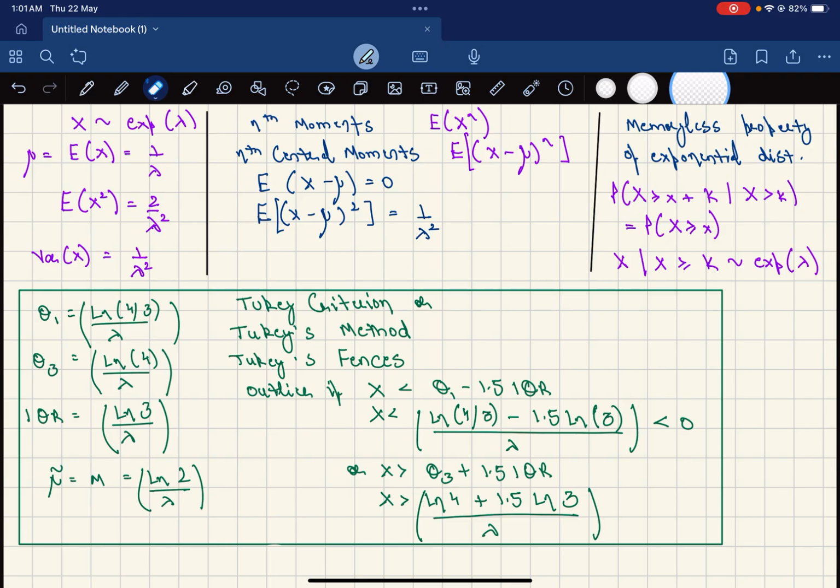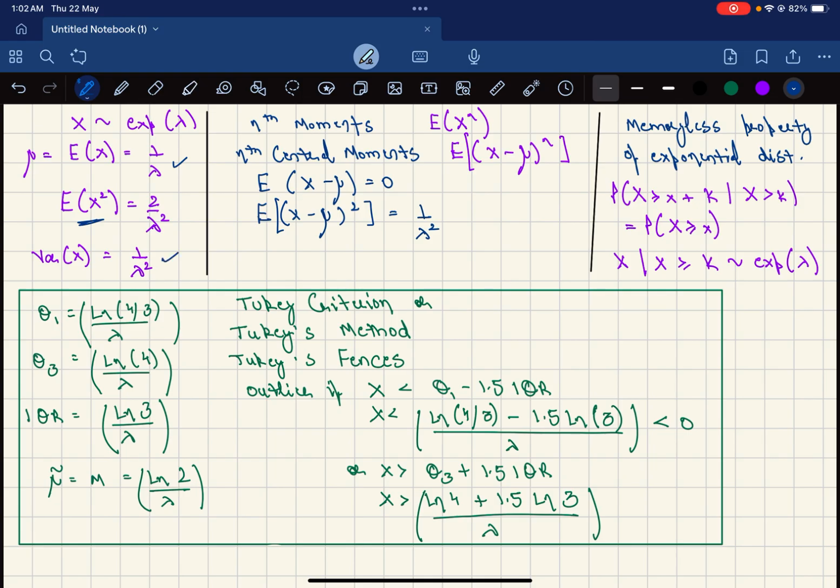So till now we have been looking at a lot of properties for exponential distribution. We looked at expected value, which is the mean of the distribution, computed as 1 upon lambda. Then we looked at the second moment of the distribution, which is expected value of x square, and it is computed as 2 upon lambda square. And then using these two values, we were able to get the variance as 1 upon lambda square.